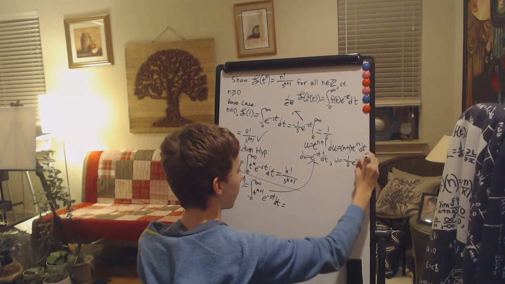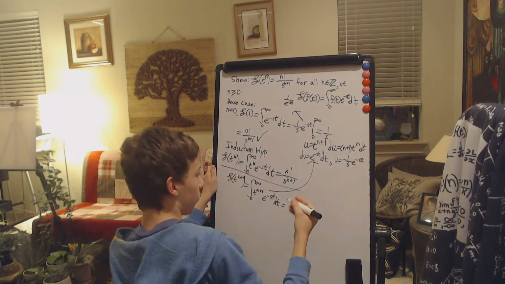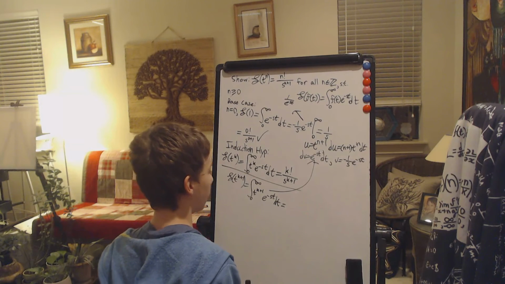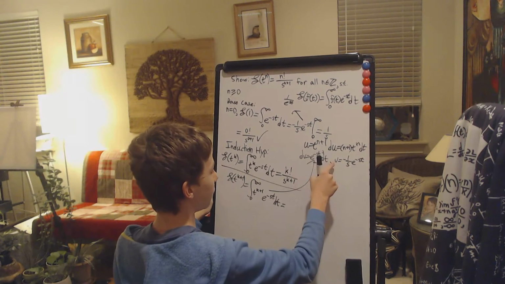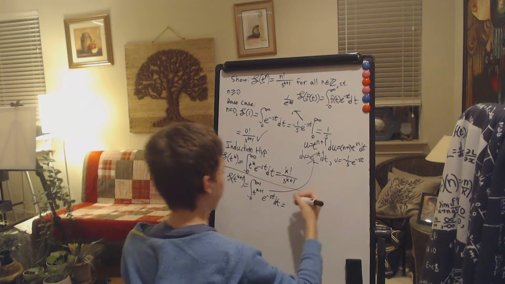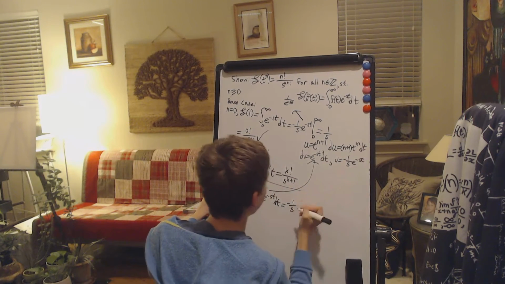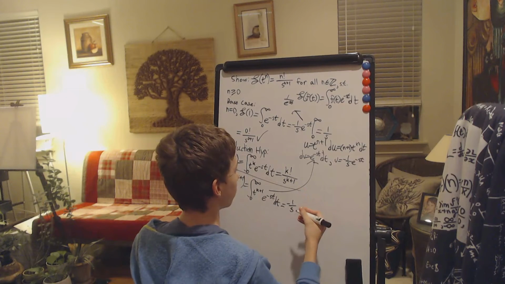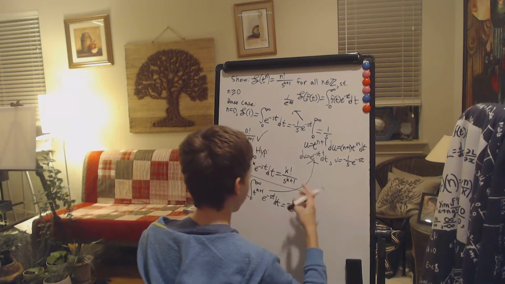I don't know why I added that dt, it's not there. Okay, so now by integration by parts, we have u times v evaluated from 0 to infinity. So let's see what that is. That's minus 1 over s, and maybe I should write it as such.